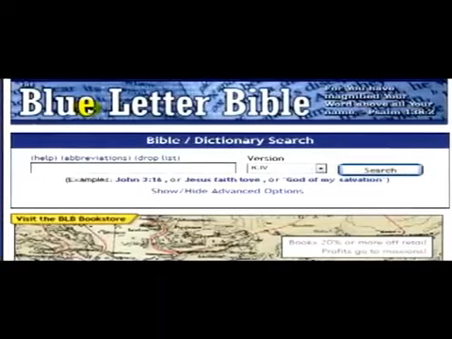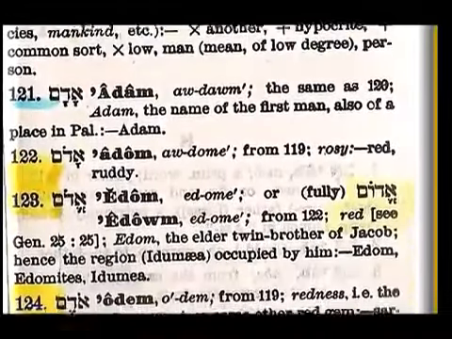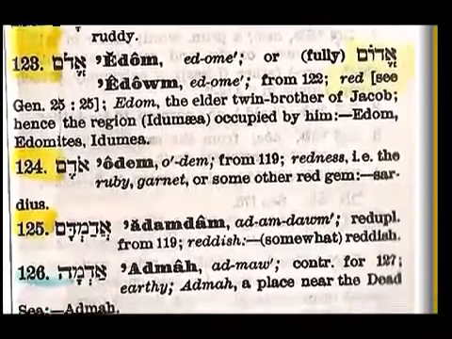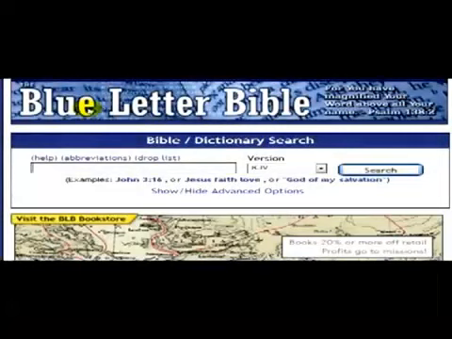All right, so now what I want to do is get started, and like we were mentioning before, there's different letters for each word that they have. They have like a number next to it, and each word has its own number. Like I was mentioning the word red, or Edom, or Adam, and you'll see different numbers.